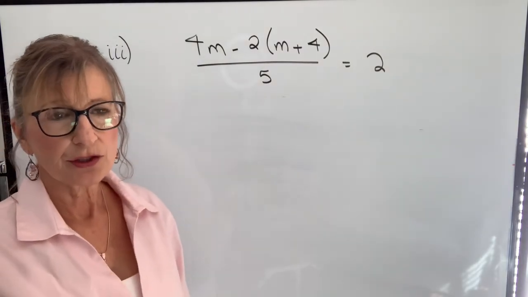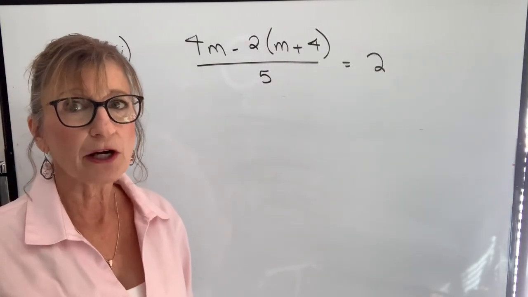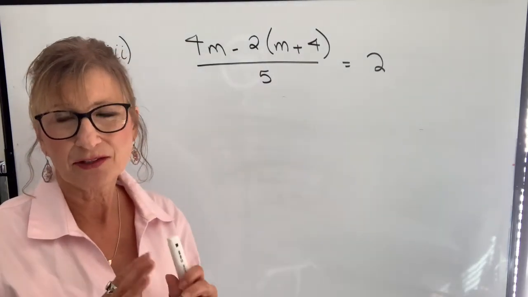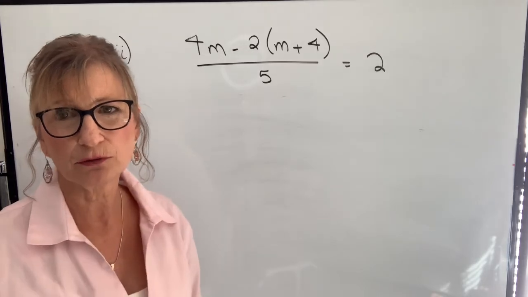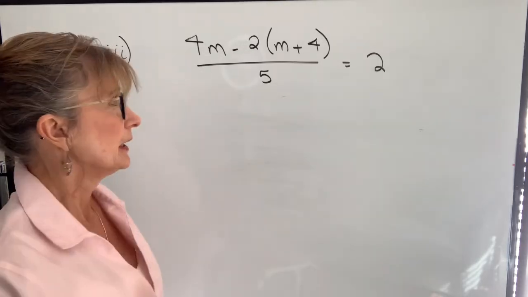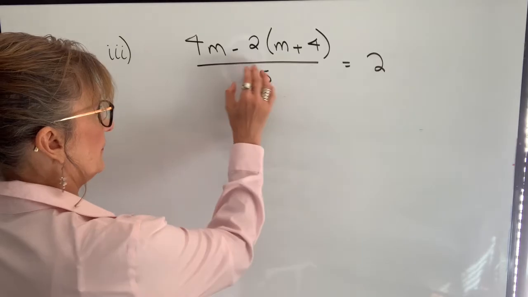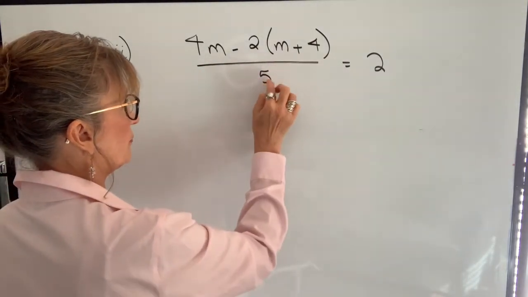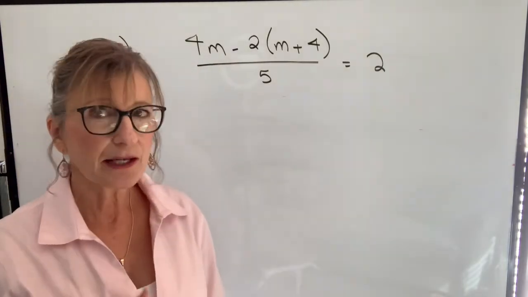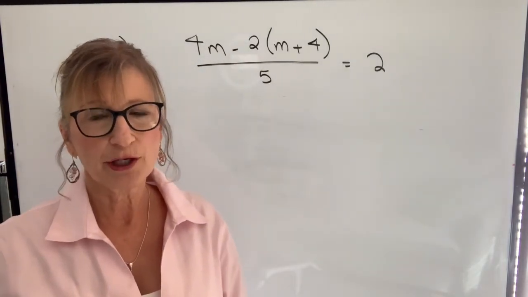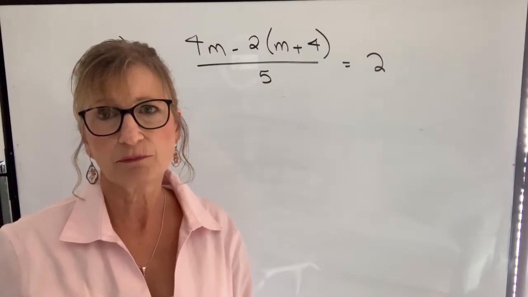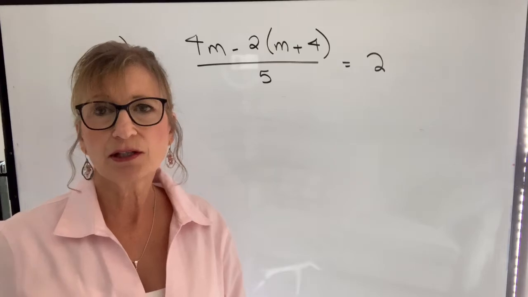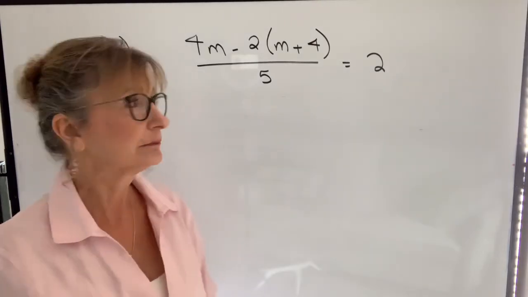I'm going to have a video on fractional equations coming up, but right now we can handle this without understanding all of the concepts involved with solving fractional equations, because I know already that when I have dividing by 5, which this line represents, I can get rid of that operation by doing the inverse of dividing, which is multiplication. So what I'm going to do in this equation is multiply both sides by 5.